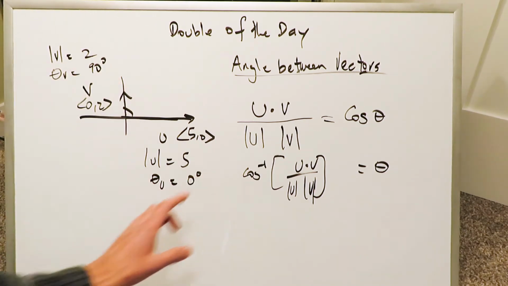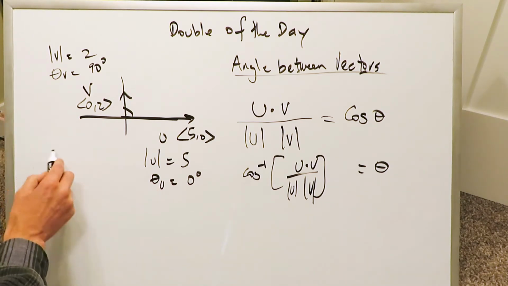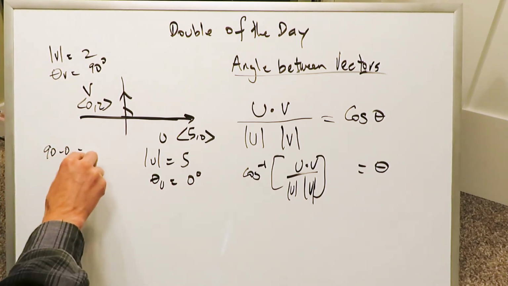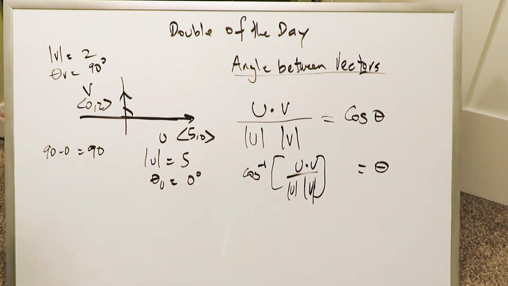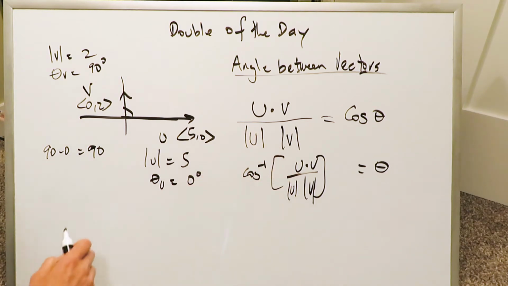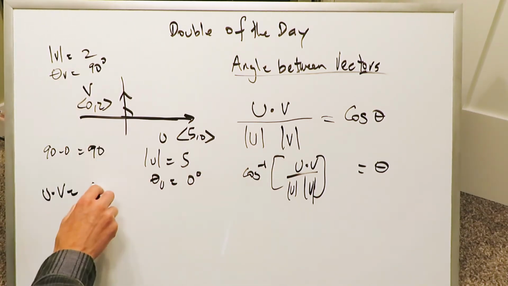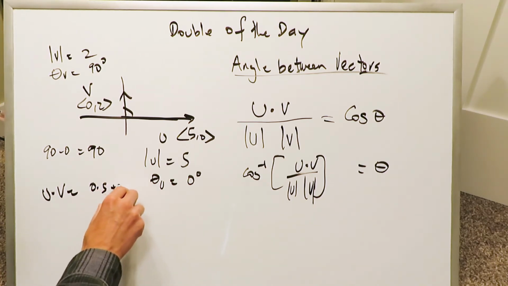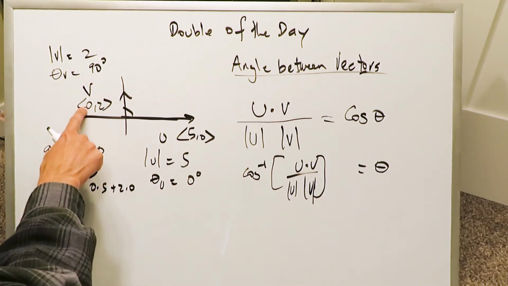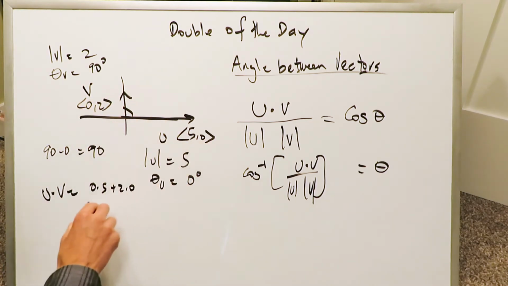It's going to be 90 degrees. One way you can determine the angle between two vectors is to do them this way and just do the difference of the two. The angle is going to be 90 minus 0, which is equal to 90. That's one way, but that way requires you to do a little more work. The other way is to do this formula, which requires a certain amount of work. U dot v is equal to, you have 0 times 5 plus 2 times 0, right? u1 times v1 plus u2 times v2, which is equal to 0.